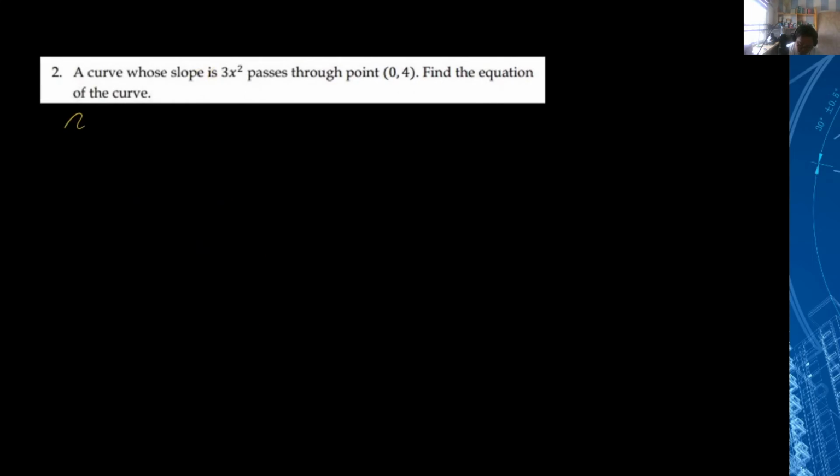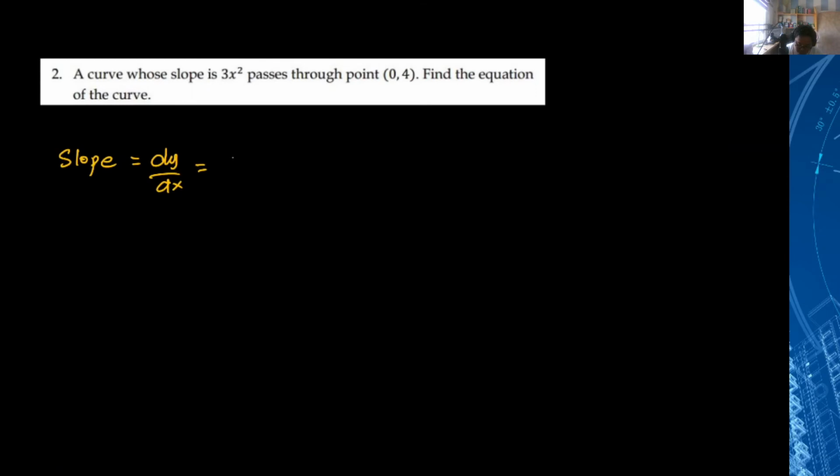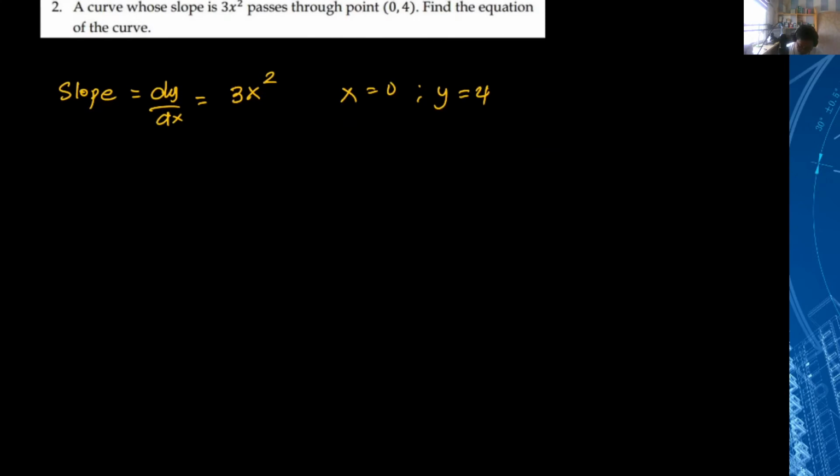Let's solve number 2. A curve whose slope is 3x squared passes through point (0, 4). Find the equation of the curve. We all know that the slope is equal to dy over dx. Recall your differential calculus. So this is 3x squared. The condition is x equals 0, y equals 4. Let's first solve the equation: dy equals 3x squared dx.